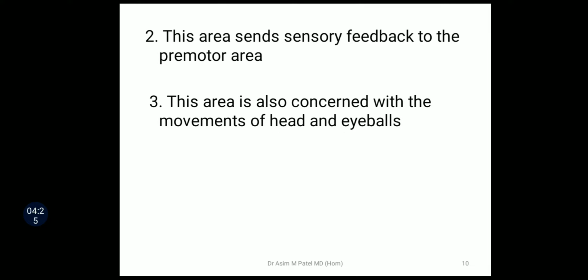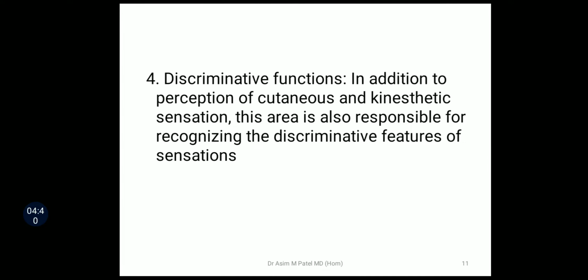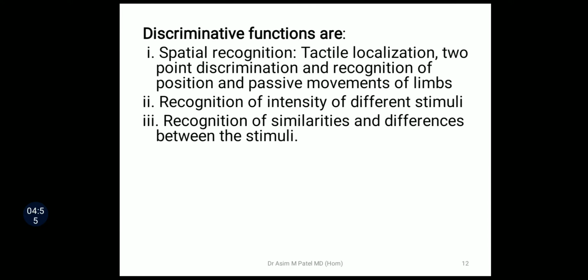Then the second function of this somesthetic area 1 is that this area sends sensory feedback to the premotor area. The third function is that this area is also concerned with the movements of head and eyeballs. The fourth function is discriminative functions. In addition to perception of cutaneous and kinesthetic sensation, this area is also responsible for recognizing the discriminative natures of sensations. So what is this discriminative nature?